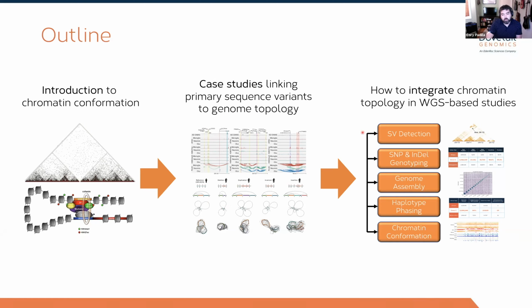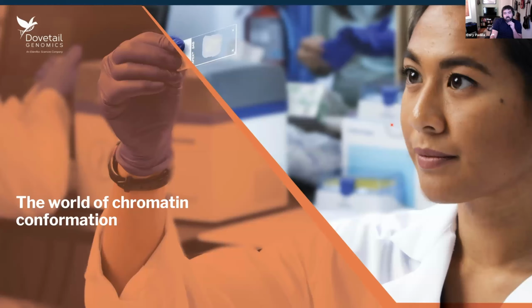And then finally, we'll spend a little bit of time talking about how you would integrate these 3D topology data types into what you're currently doing today, and maybe how we have a solution that might encompass many of the different questions that you're already asking with sequence-based data, and you'll get an additional layer of that 3D information in it. So let's get started. The world of chromatin conformation.